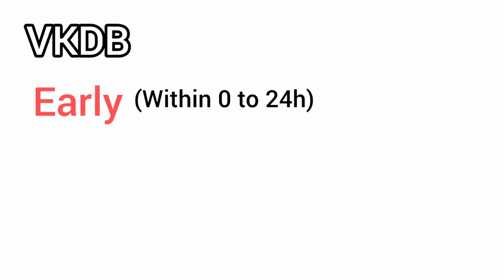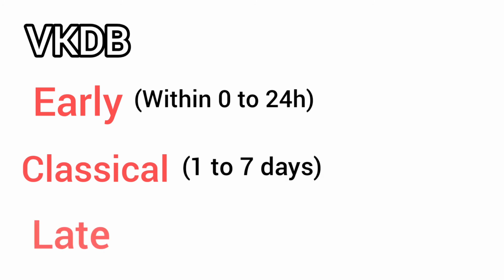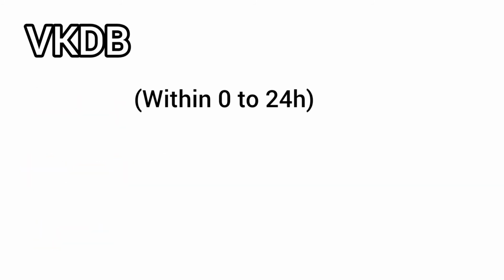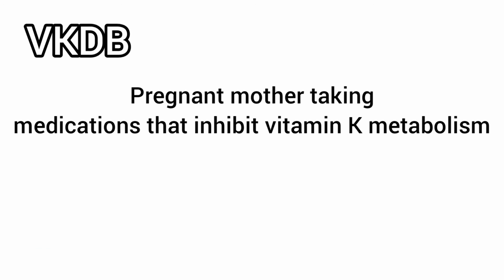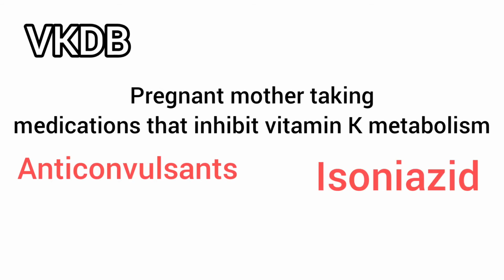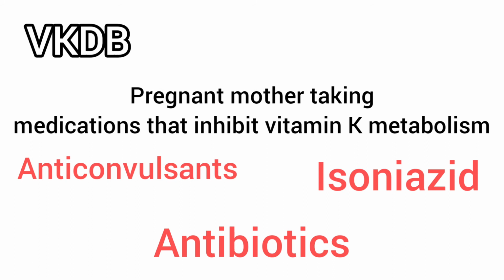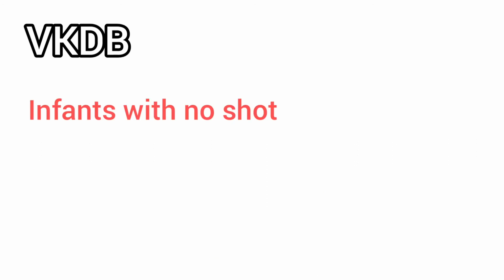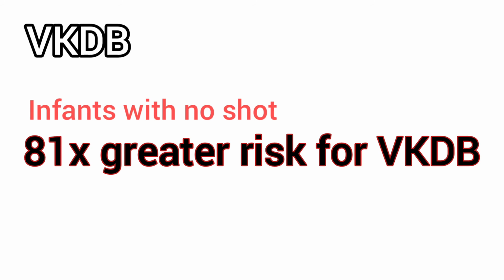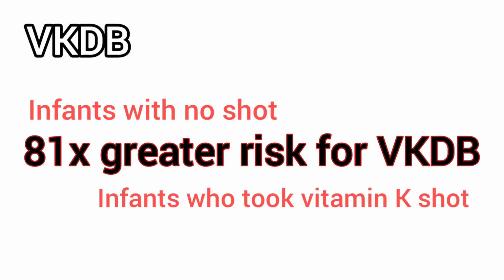VKDB can be classified according to the time of presentation after birth. It can be classified into early, which happens within 0 to 24 hours, classical, within 1 to 7 days, and late, which happens after 2 to 12 weeks. Early VKDB is very severe and is mainly found in infants whose mothers used certain medication during pregnancy that interferes with vitamin K metabolism, such as certain anticonvulsants or isoniazid or even antibiotics. Infants who do not get the vitamin K shot at birth are at 81 times greater risk for developing VKDB than infants who do get the shot.